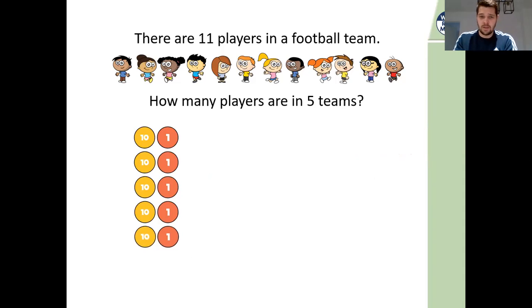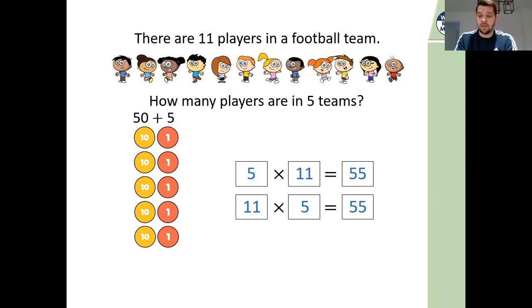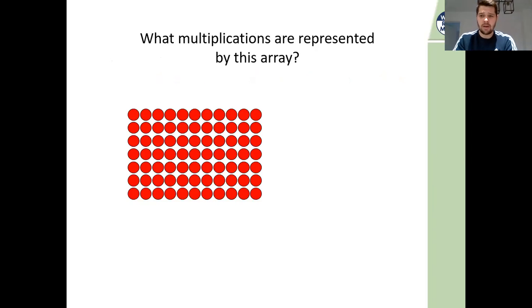Okay, a little bit of a different way to do it this time. What we could do is we could do our 5 10s, which gives us 50, and then we could do our 5 1s, which gives us 5. So 5 times 11 is 55, or 11 lots of 5, 55. How about our array model here? What multiplication is represented here?